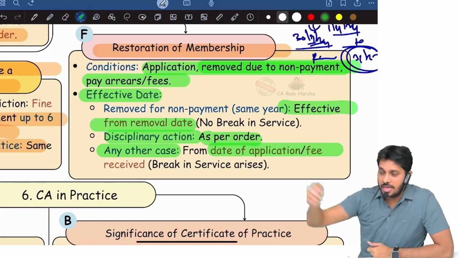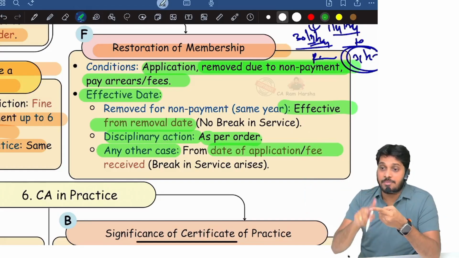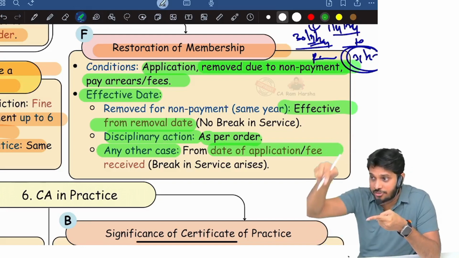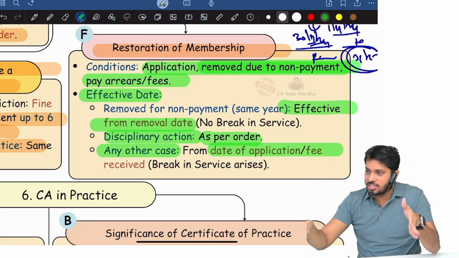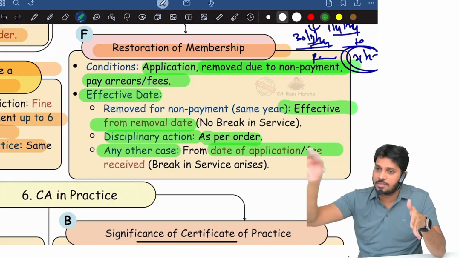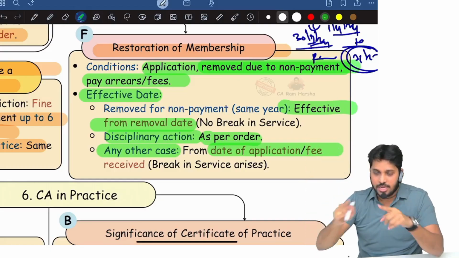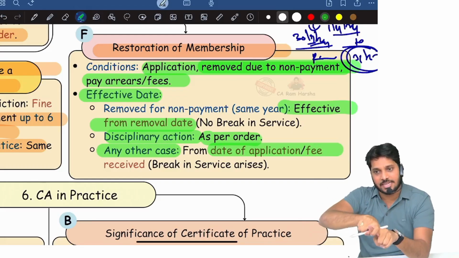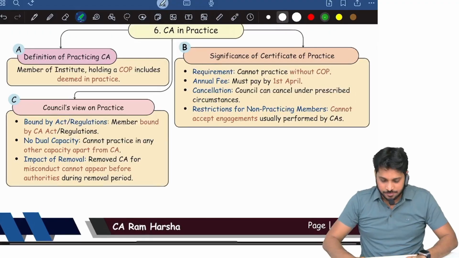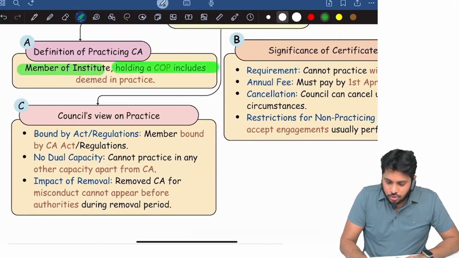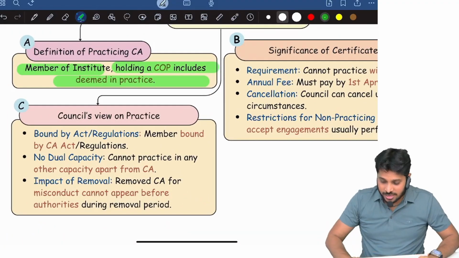Are you clear? If restoration is applied for by the same member in the same year of removal, in the same financial year in which your name was removed, along with the prescribed fee, penalty, all that, then your name will be restored from the removal date itself, which means effectively the break will not be there. Clear?